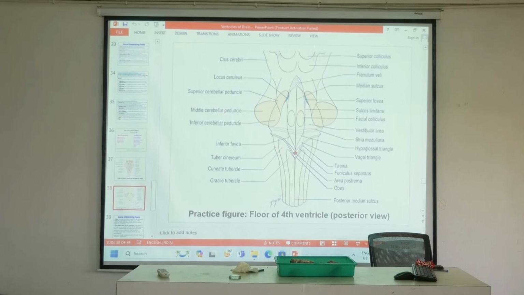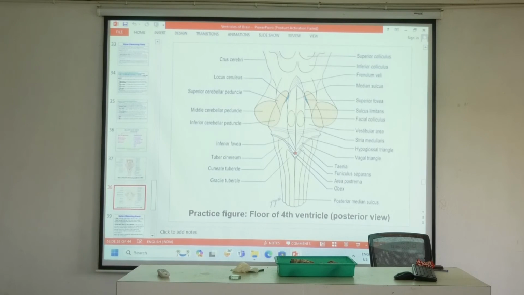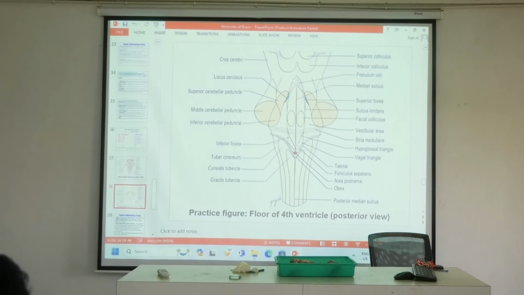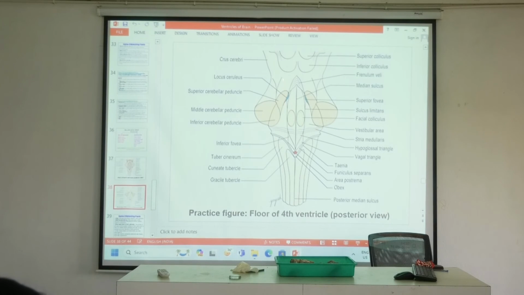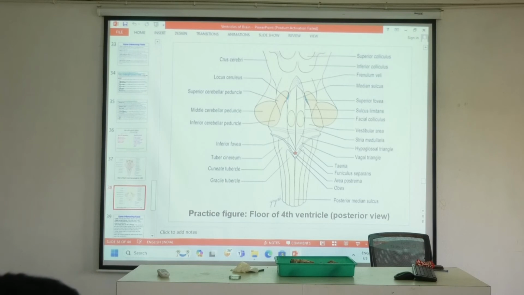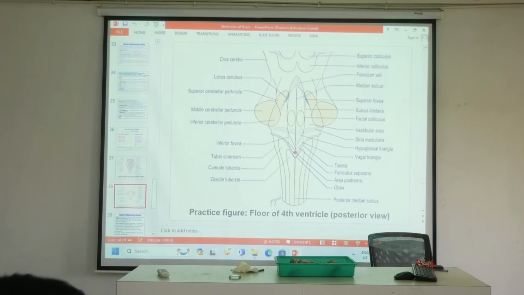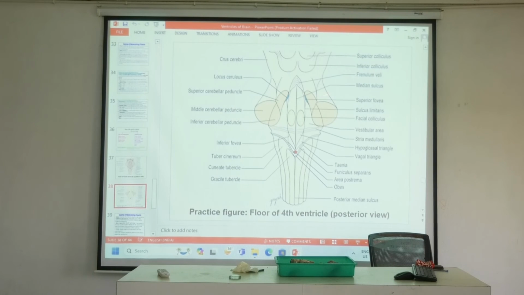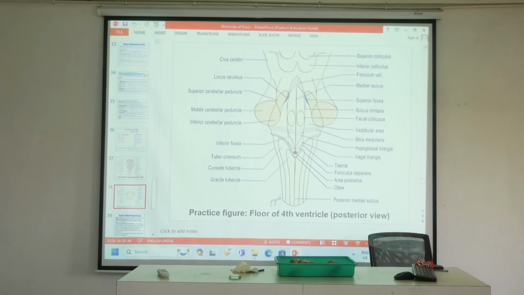Okay, in the midline there is the median sulcus. Lateral to it is the median eminence. These are the facial colliculi. Lateral to the median eminence, here is the locus. Near the superior fovea, the bluish colored one is the locus ceruleus. And in the lower part, here is the hypoglossal triangle. Here is the vagal triangle.